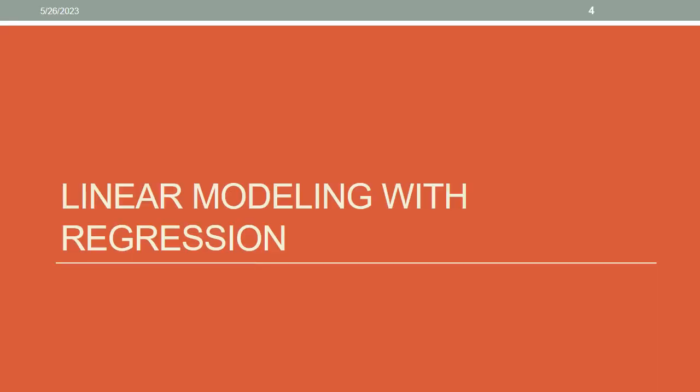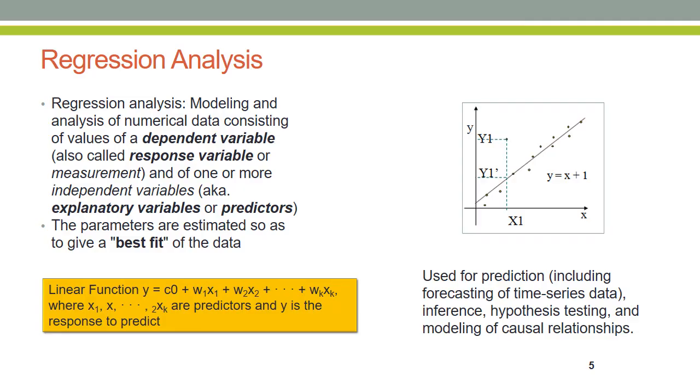So first, we're going to talk about linear modeling with regression. Regression allows you to estimate how a dependent variable changes as the independent variable or variables change. Input variables are called predictors. They are typically numeric and continuous, and the output variable, also called the response variable, is also typically numeric and continuous.